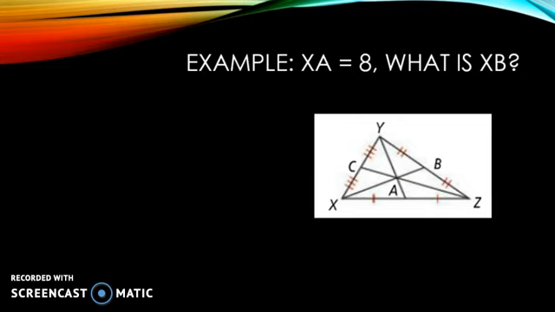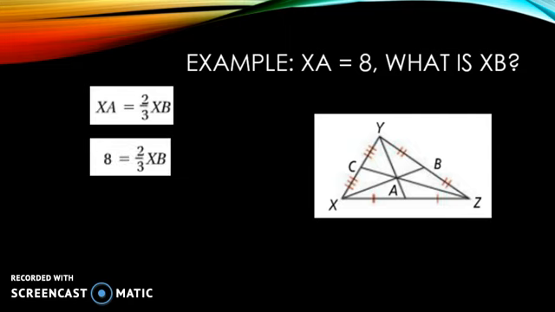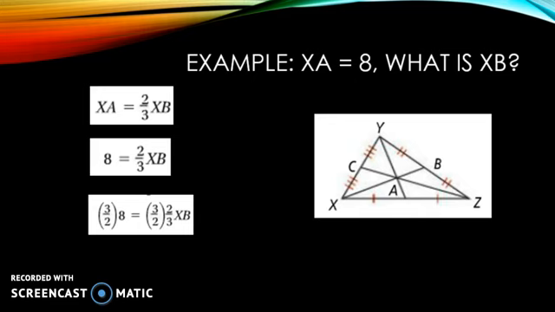Okay, so let's look at this here. XA is from the vertex to the centroid, and XB is the whole median. And we know that XA is 2/3 of XB. Well, we know that XA is 8. So to get rid of 2/3 XB, we multiply by 3/2. 3/2 times 8 is 12. Okay, so our median is 12. You could have also just multiplied by 3, then divided by 2.